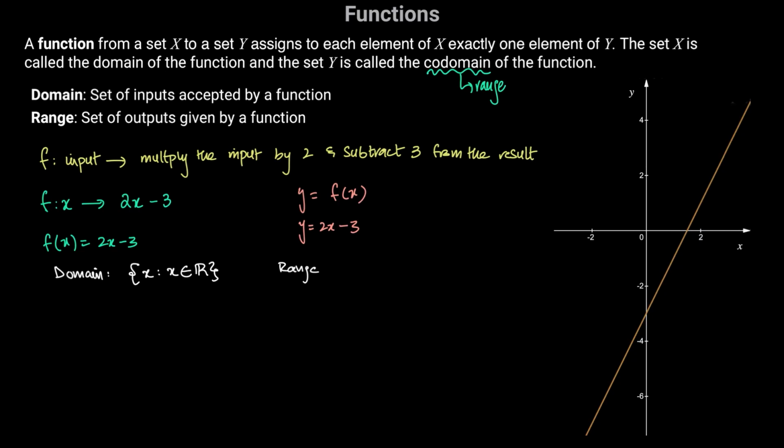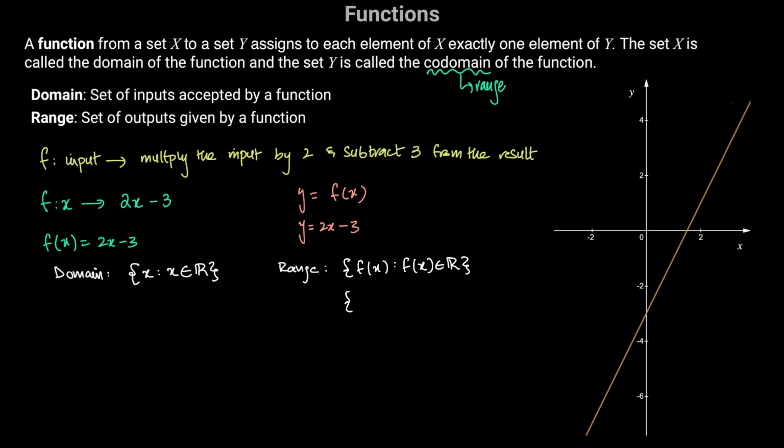Now, what is the range for this function? The range of the function is the set of outputs given by a function. Now again, if we look at the graph over here for y is equal to f of x, what we see is that this line continues upwards as well as downwards. So depending on the value of x, the input, we can get any real number as the output for y. So we can say that the range for this function is that f of x can be any real number.